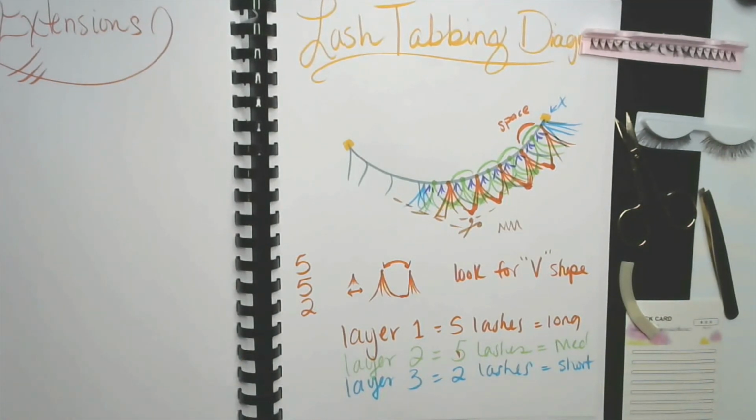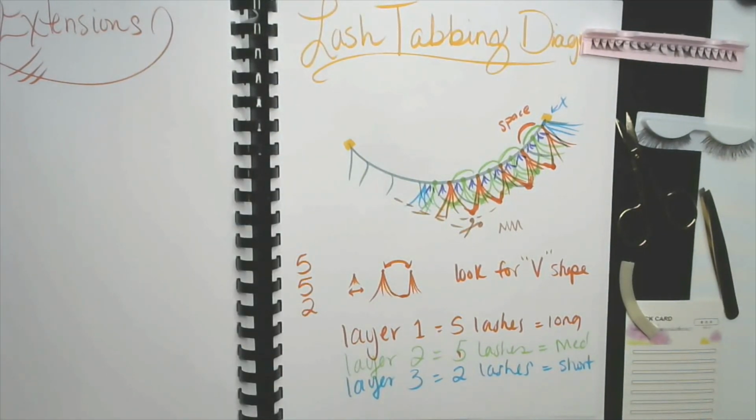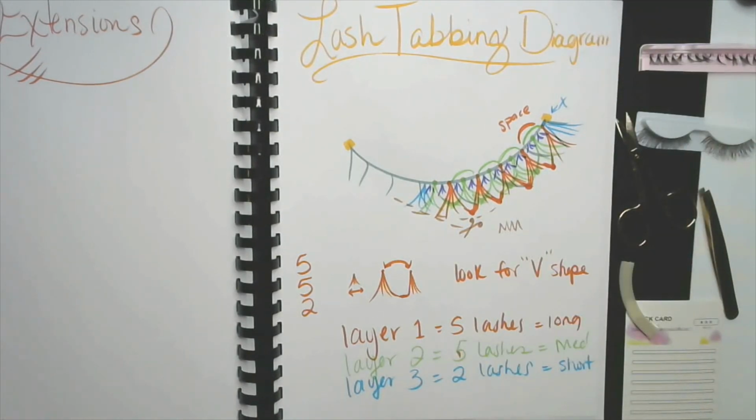Doing a little bit of mascara before the application will help blend that in nicely, and of course adding your eyeliner will thicken that lash line. Okay, so that is your lash tabbing diagram for your lash tabs. If you have any questions, please let me know.